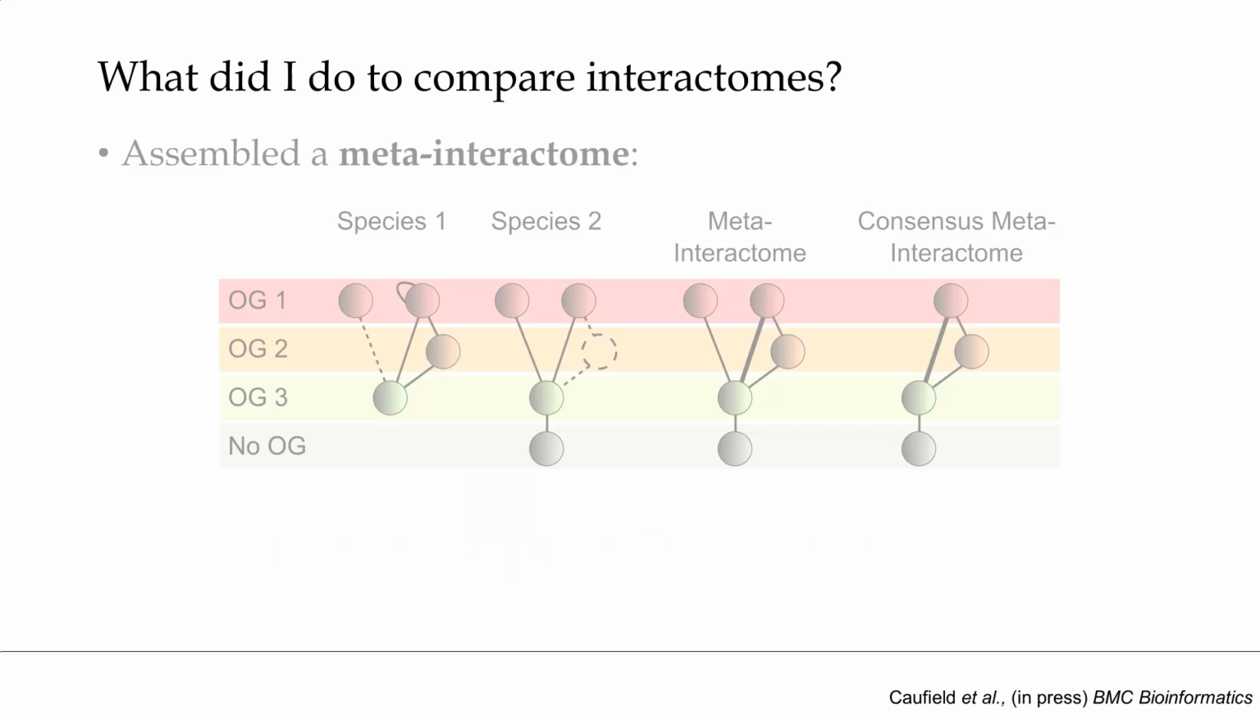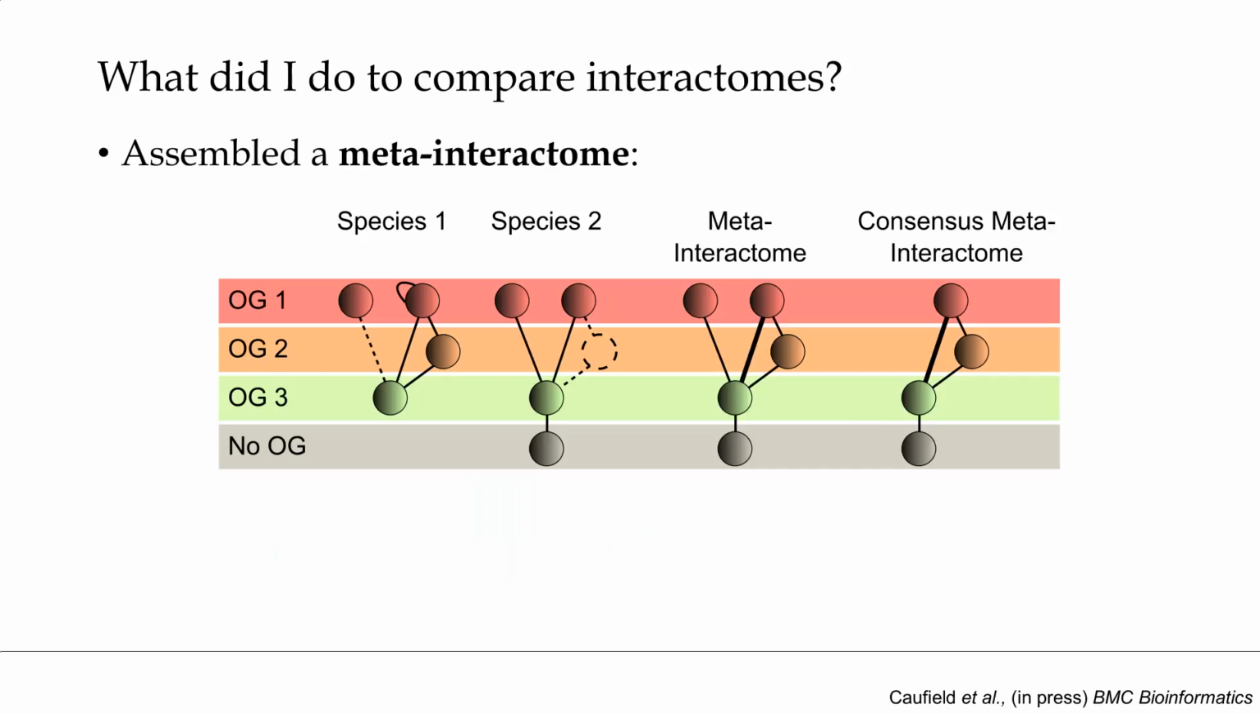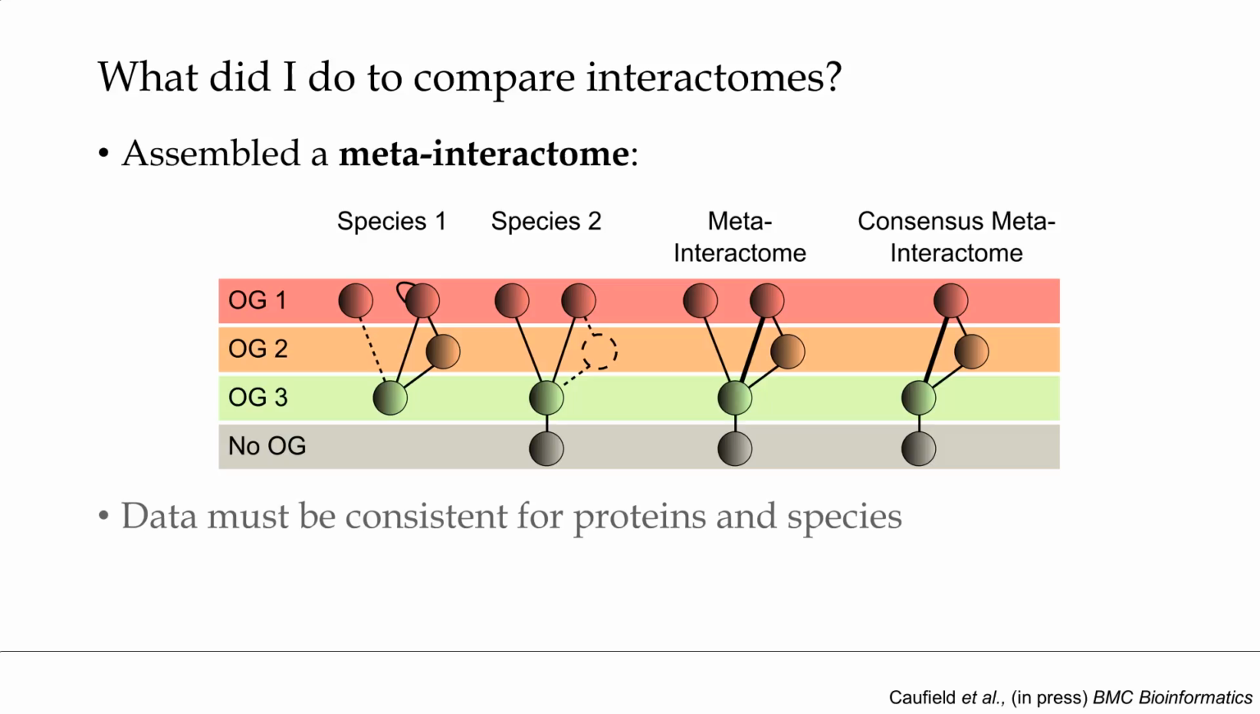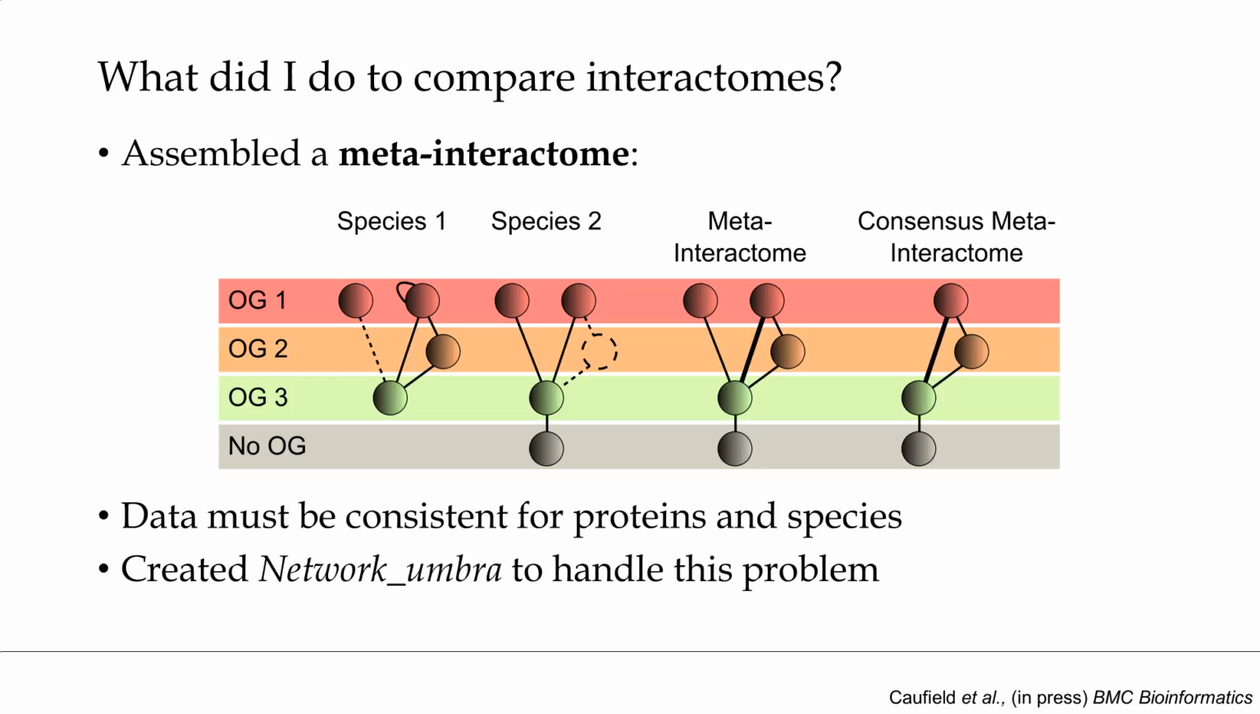So this, in a way somewhat similar to STRING, establishes orthology between the interactors. Say, here we have 2 different species, and as long as there is at least 1 interaction in a particular species, then we can assemble it into the meta-interactome there. And we can even compress that further into a consensus meta-interactome by compressing those individual interactors into orthologous groups, so that even if we have 2 proteins that are interacting with the same other protein, they both end up getting shared in the same orthologous group. So essentially, the orthologous groups are the ones interacting in a consensus meta-interactome, and interactions between them are more of the types of protein-protein interactions that we'd be likely to see in multiple different species. So the problem with this, of course, is that data must be consistent for both proteins and species, but there are certainly ways to handle that, so that's exactly what I created, a set of software called Network Umbra to handle essentially the shadow of a network.